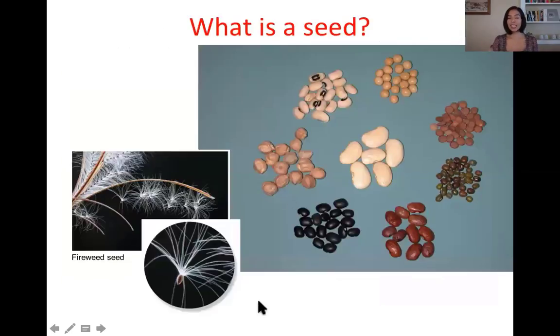And as I was saying, angiosperms and gymnosperms are going to have seeds. But what's a seed? You are familiar with all of these types of seeds, I hope. So we have black beans over here. We have lentils. We have other types of seeds like garbanzo seeds, chickpeas, I think you call them. And there are other types of seeds that we don't eat, like fireweed seeds. Some of them also have appendages that might facilitate dispersion. In this case, these appendages help the seeds to disperse by wind.